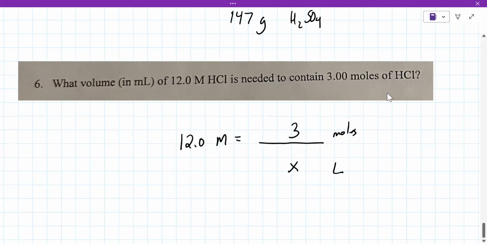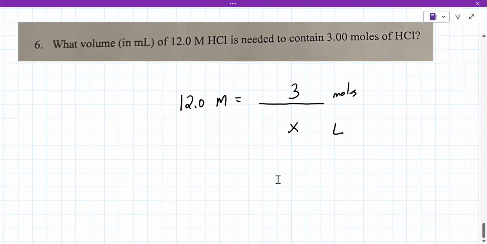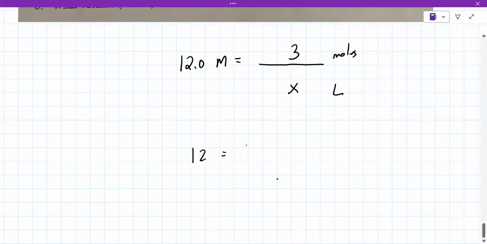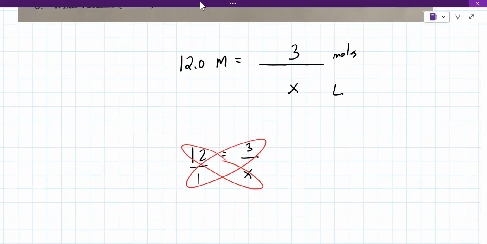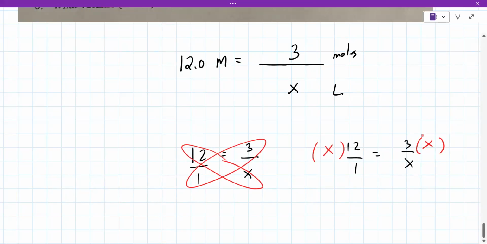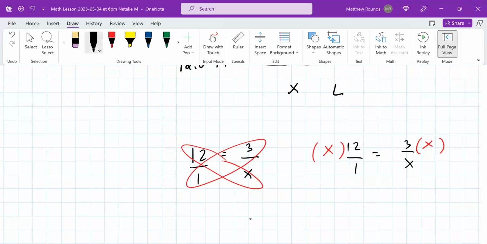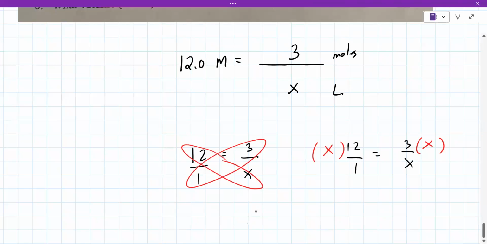To solve this problem, it's a little bit different than the previous ones. I'm going to go ahead and just write the numbers here. 12 equals 3 divided by X. Do you remember at all how to get a variable out of the bottom? So there's 2 approaches. One is to cross multiply. The other is to multiply both sides by the variable X. Which one do you prefer? So then would it be 12x equals 3? Yes, okay.